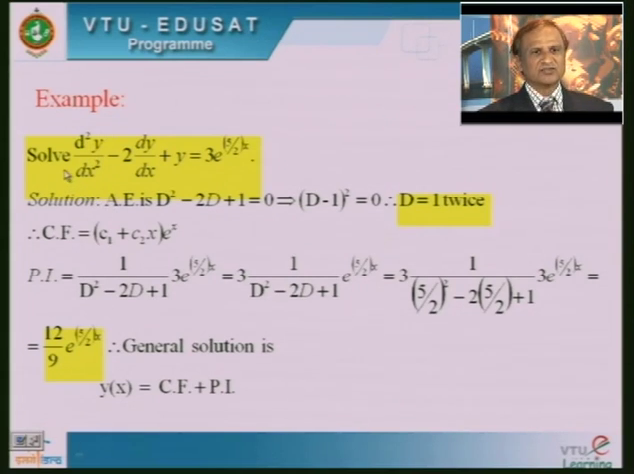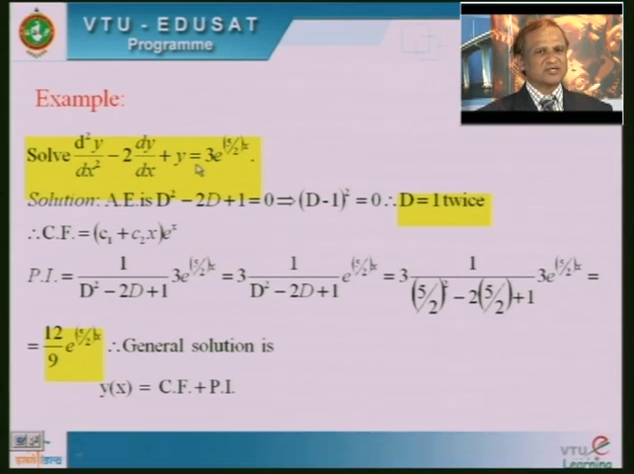Here it is given that d square y upon dx square minus 2 times dy by dx plus y is equal to 3 times e to the power 5 by 2 x. So this is the given example. You observe the right hand side member is not equal to 0. So far, whatever we have solved, all the equations contained 0. That is why we called such equations homogeneous equations. Here the right hand side member is not equal to 0, that is why it is a non-homogeneous equation. So now we shall think how we are going to find the solution of this equation.